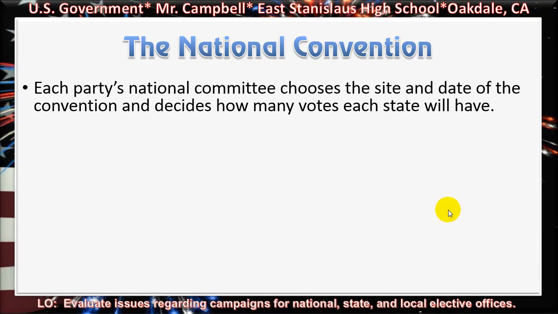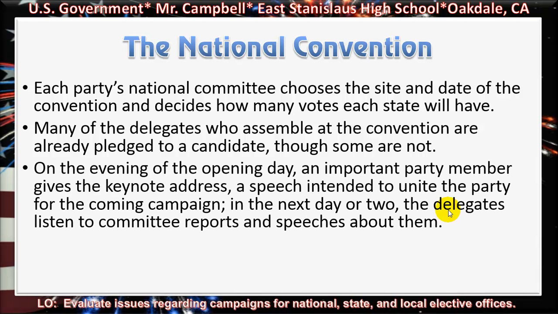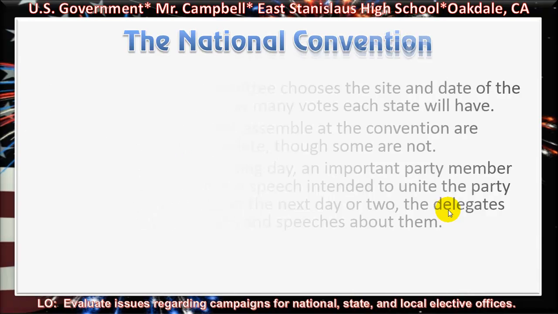The National Convention. Each party's national committee chooses the site and the date of the convention and decides how many votes each state will have. Many of the delegates who assemble at the convention are already pledged to a candidate, although some are not. On the evening of the opening day, an important party member gives a keynote address, which is a speech intended to unite the party for the coming campaign.